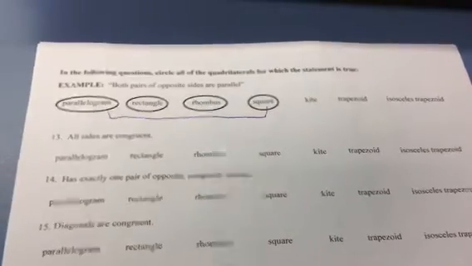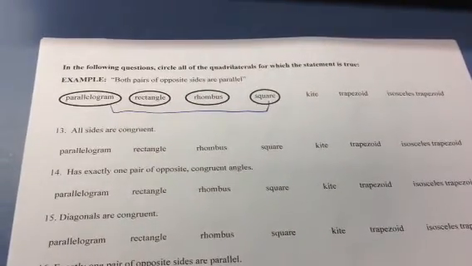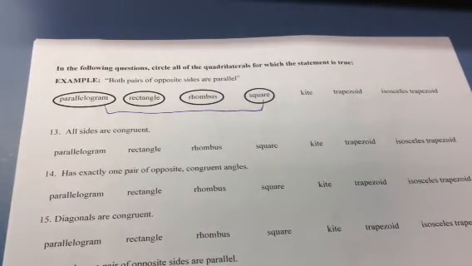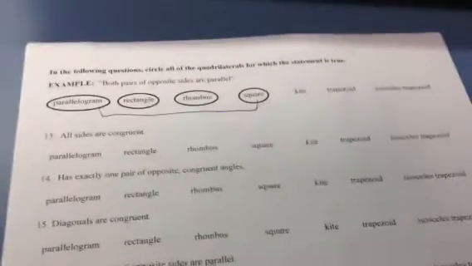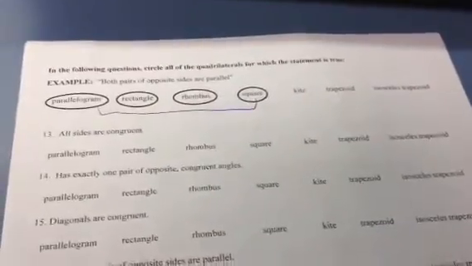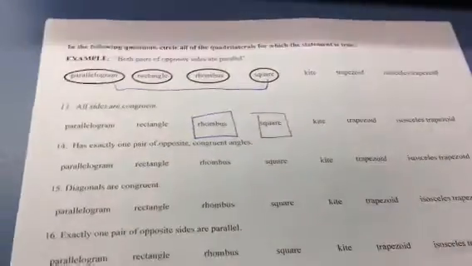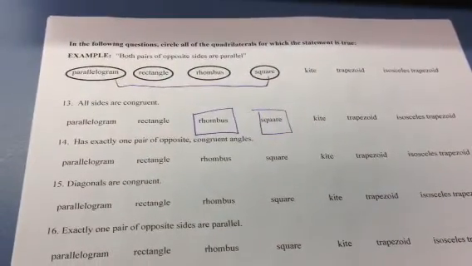All right, so let's look at number 13. All sides are congruent. That is only true when we are talking about a rhombus or a square. And so remember, that's really the definition of a rhombus. And then a square is both a rhombus and a rectangle.